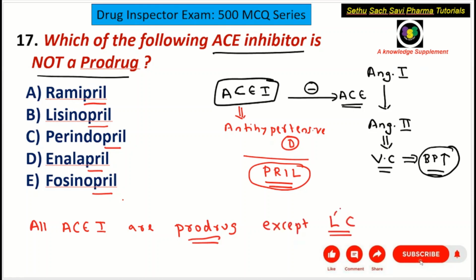What is LC? L stands for lisinopril, C stands for captopril. So these two drugs, lisinopril and captopril, are not prodrugs. They are active forms, whereas all other ACE inhibitors are prodrugs. Lisinopril and captopril are not prodrugs.